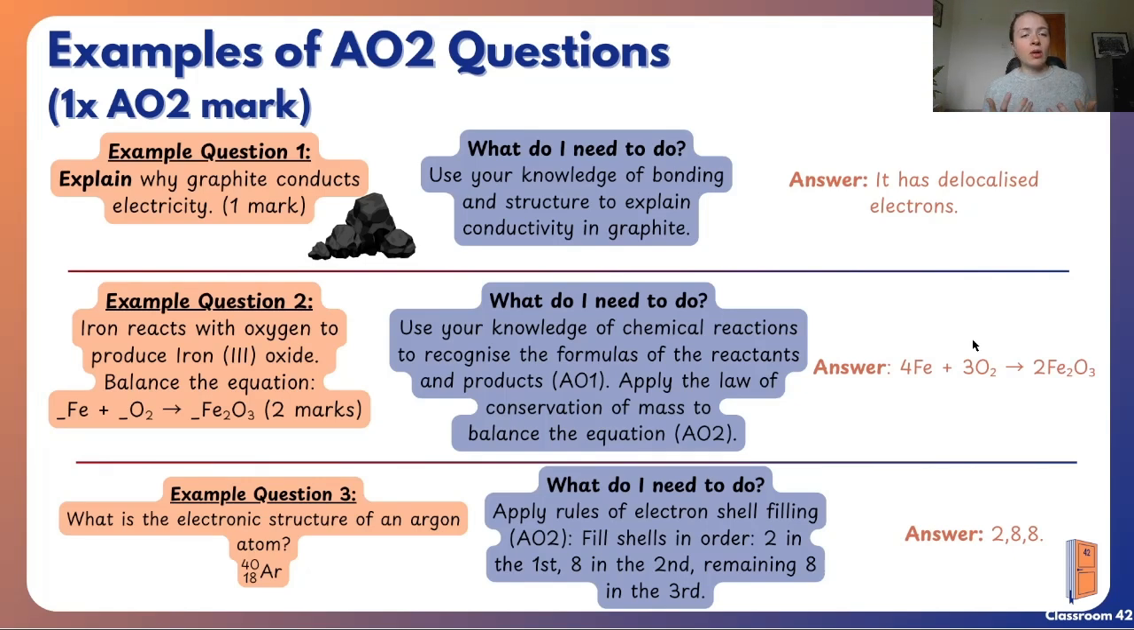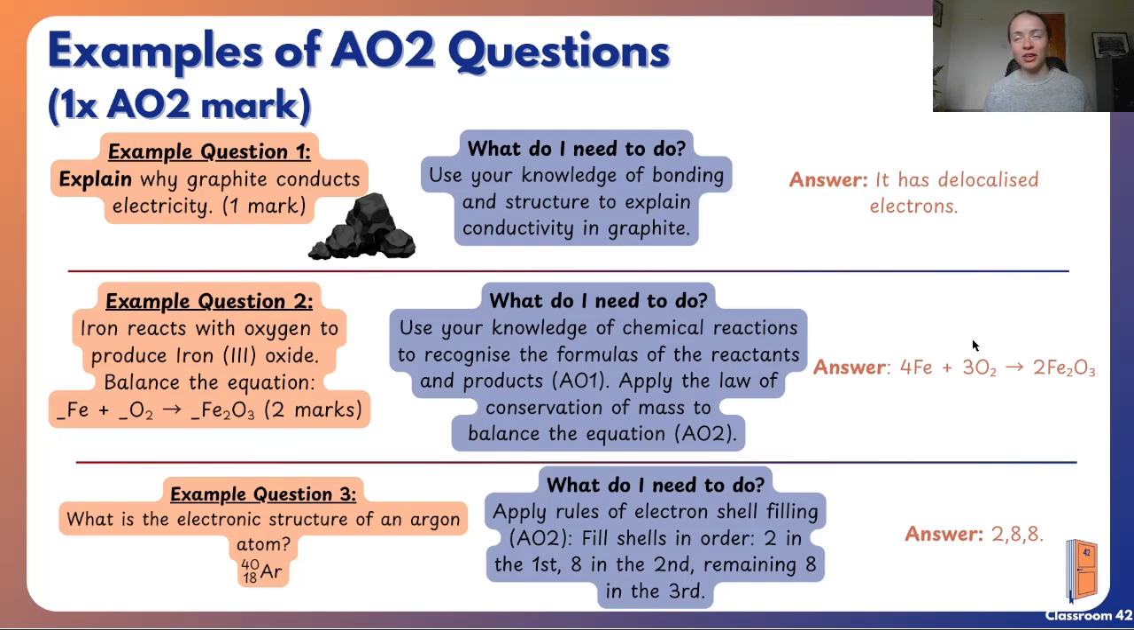So question 1, explain why graphite conducts electricity. So here it's different to the diamond question because you need to explain how the structure of graphite allows it to have a certain property. So using your knowledge and understanding of bonding and structure, explain the conductivity in graphite. And if you remember, graphite has delocalized electrons. So that's our answer. It has delocalized electrons.